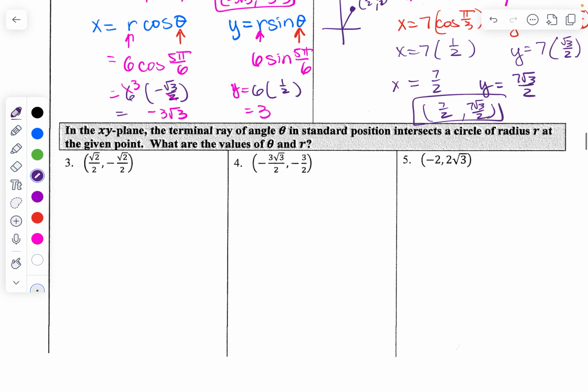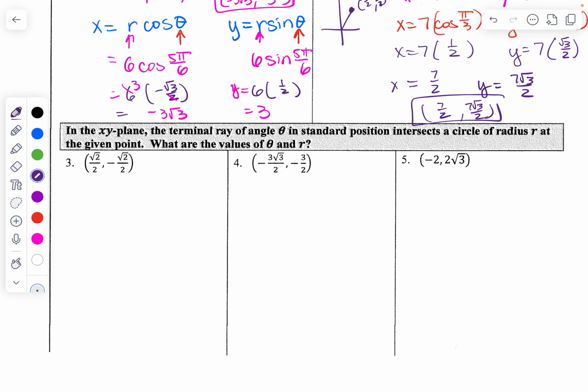Next two. If I want to know what the values of theta and r are, so remember x comma y here. So let's go ahead and sketch this out. So I know positive root 2 over 2, down root 2 over 2, that's right here. I know where that angle is, okay?